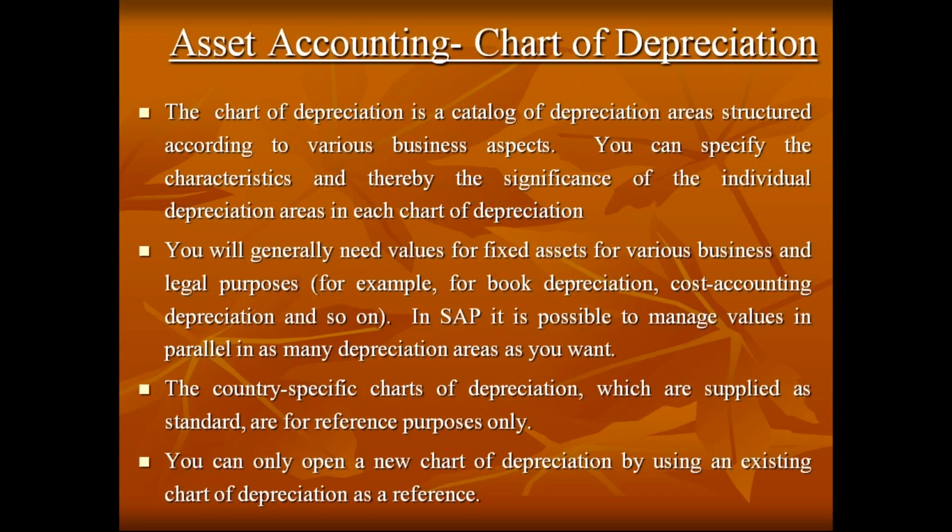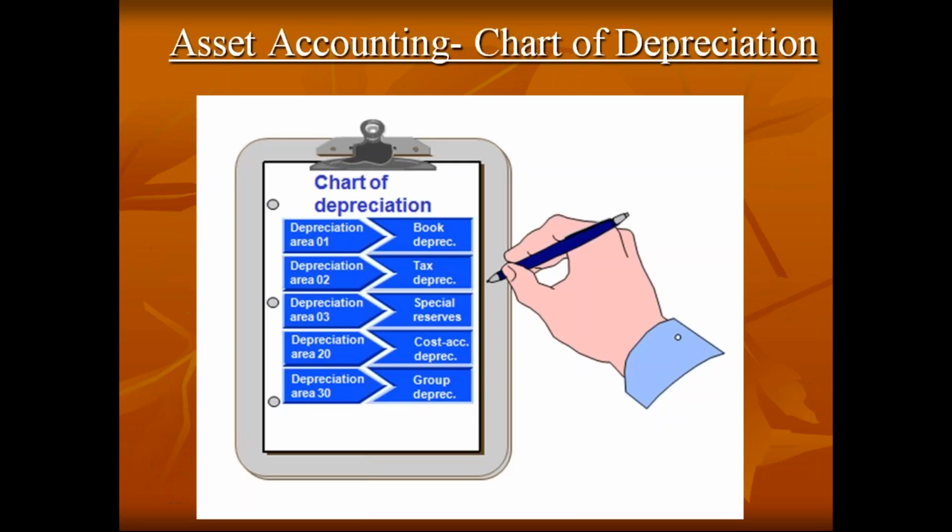Now this chart of depreciation is always country specific, and every country will have one predefined chart of depreciation. Now we cannot use that because all the depreciation areas in that chart of depreciation are not required for us. That's why we'll be copying the chart of depreciation, and then whatever depreciation areas are not required for us, we'll be deleting. So this way the different depreciation areas will be there. In this, we need the book depreciation compulsorily. That we'll be keeping. We'll see once we go for the copy option.